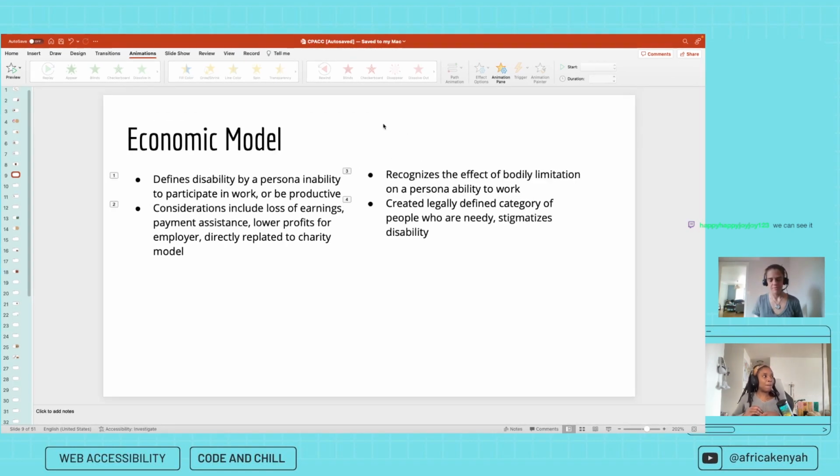All right, so the economic model really just looks at your ability to make money. How does your disability affect that? It looks at basically your ability to be productive, how much loss in earning you'll have because of it. It's good in that it does specifically look at the body's limitation and a person's ability to work, but it does create a legally defined category, and it also stigmatizes disability. So this one is one of those very narrow ones.